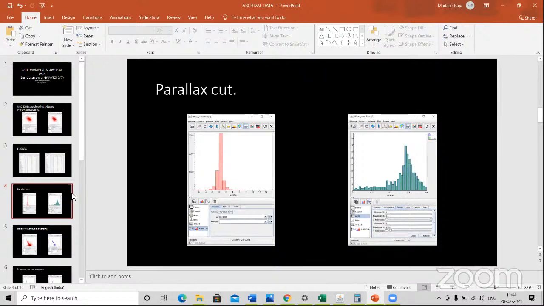After that, what we saw was a gradual increase in parallax. In the first case, in the PMRA PMDEC plot, the parallax was approximately 0.342126, and the standard deviation was 0.406. When we did the parallax cut, the parallax came out to be 0.366, and the standard deviation decreased. It came out to be 0.080.